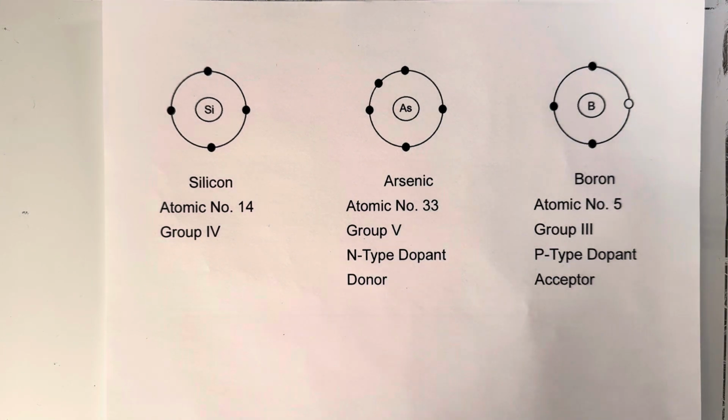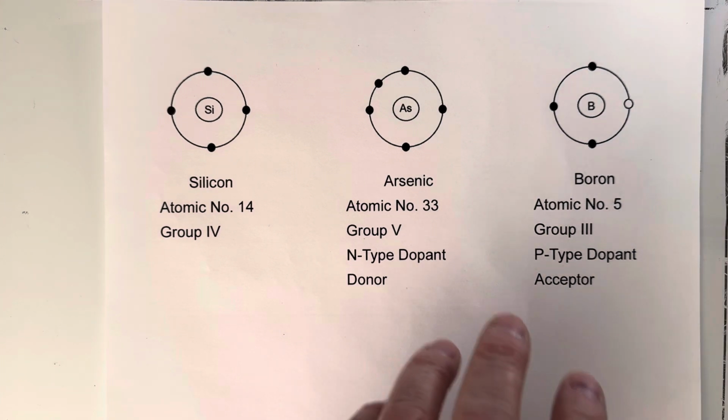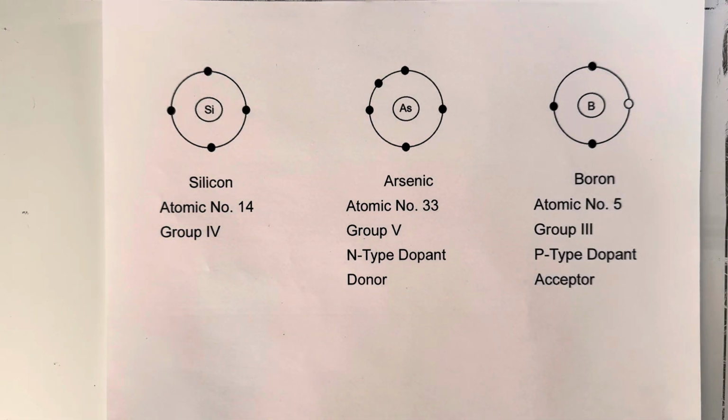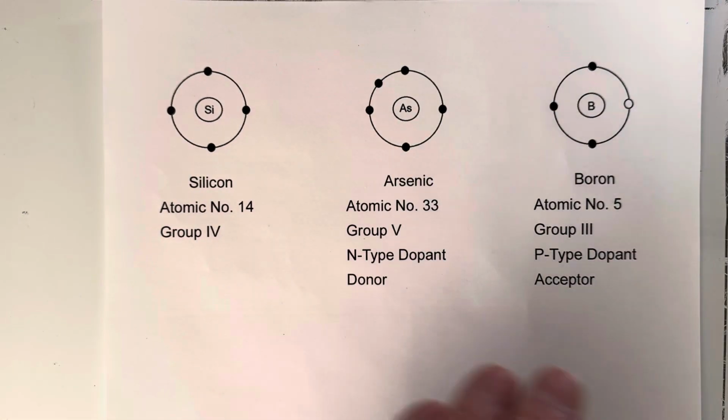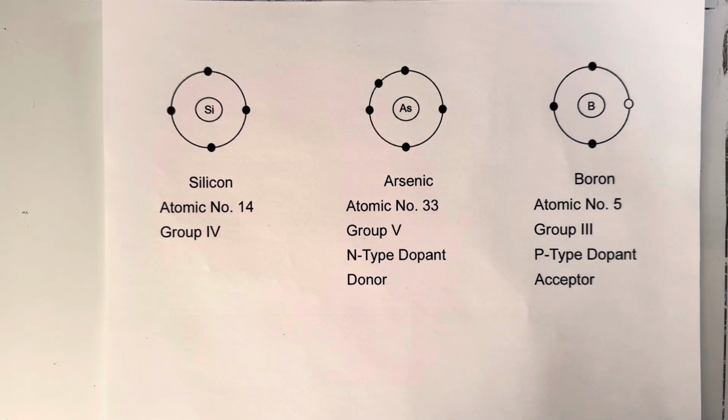When we add a different material to silicon to change its electrical characteristics, those additives are called dopants. And finally, on the right, we have boron, which is a group 3 element. So it only has 3 valence electrons. And I'm showing this 4th position empty because it would like to have an electron there. Actually, all of these atoms would like to have 8 electrons in their valence bands, but in order to maintain electrical neutrality, silicon has 4, arsenic has 5, boron has 3.